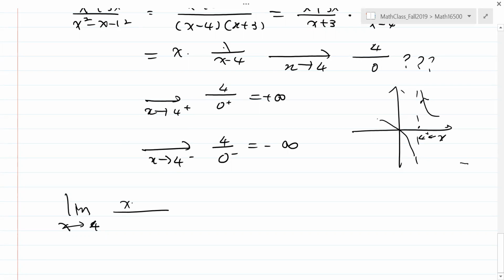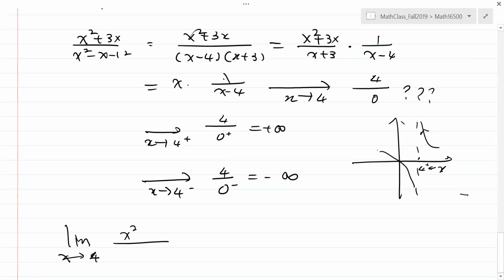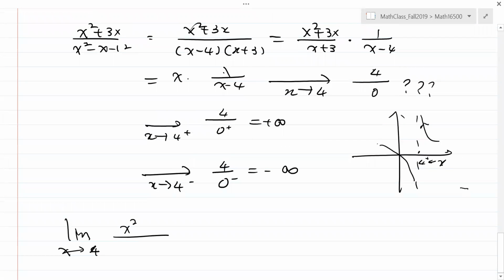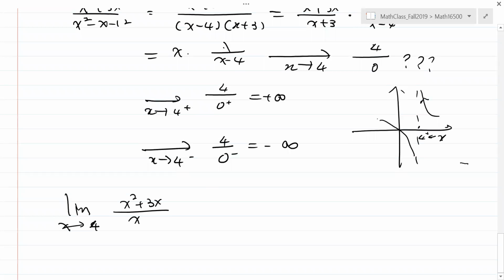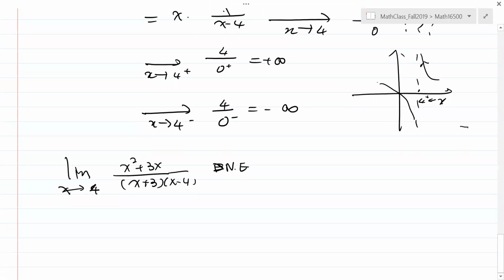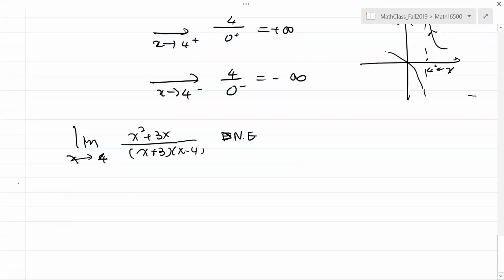When x squared plus 3x and x plus 3 and x minus 4, right? And that is going to be the limit doesn't exist. Does not exist. You cannot even say positive infinity or negative infinity, because when x approaches 4 from either side, it is either very positive or very negative, so we stop.